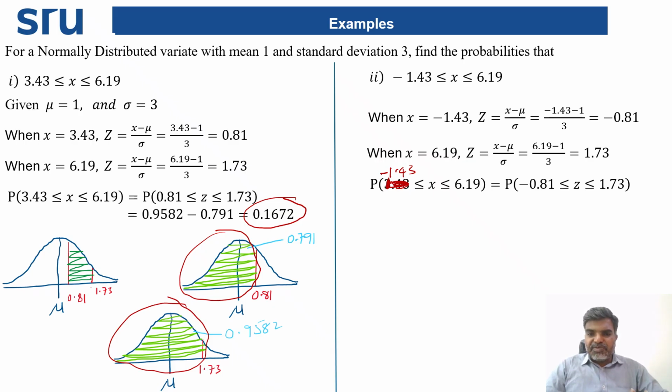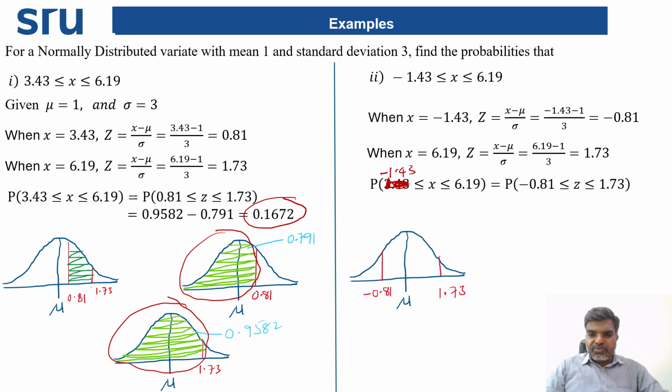We have to follow the similar procedure. First, we have to consider the normal curve. You can see the normal curve here. Already we discussed how to mark z values. If z is positive, you have to mark right to the mean line. If z is negative, you have to mark left to the mean line. You can see minus 0.81, it is negative, so we have to mark on left to the mean line. 1.73, we have to mark on right to the mean line.